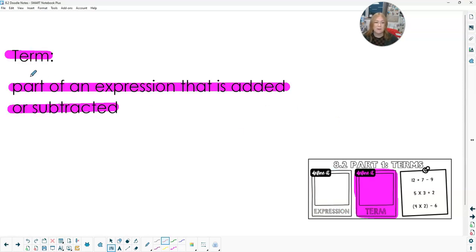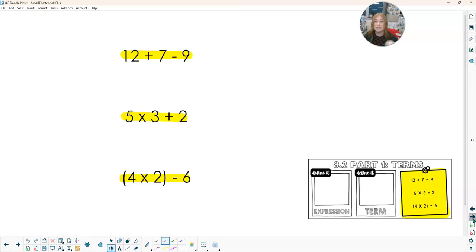So now terms are part of that expression. So part of the numbers and the operations, but terms are broken up by addition and subtraction. So they're part of the expression that is added or subtracted only. So let's take a look here. So what I'm going to do is we're looking for addition and subtraction signs. So I'm going to circle my add and subtract signs.